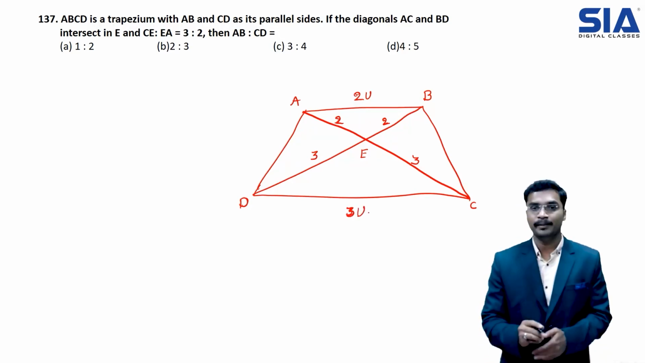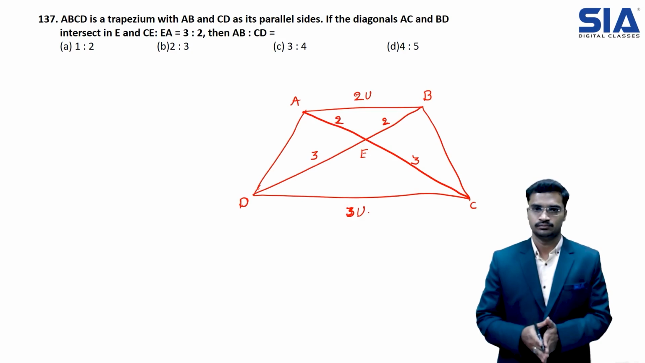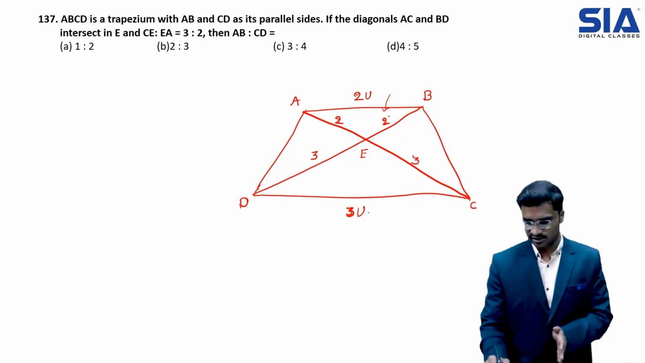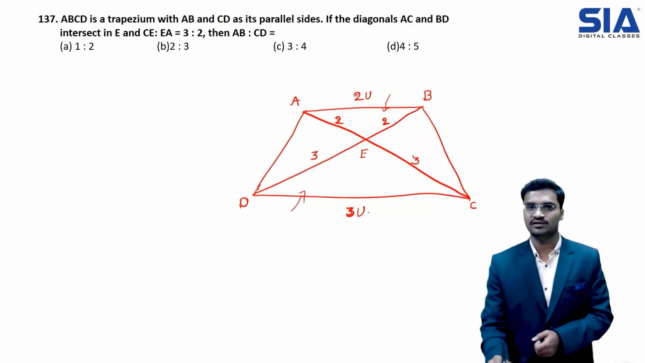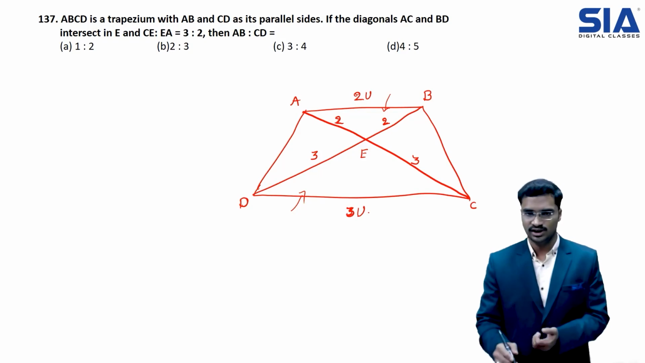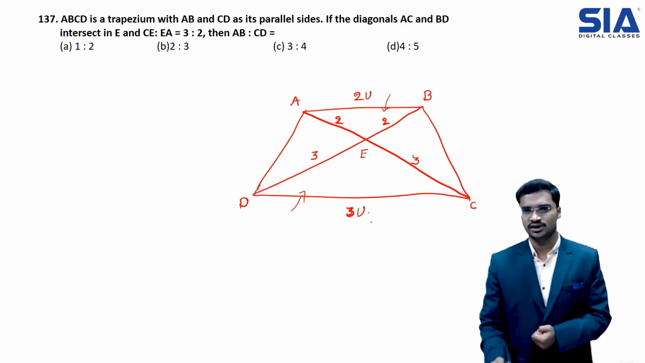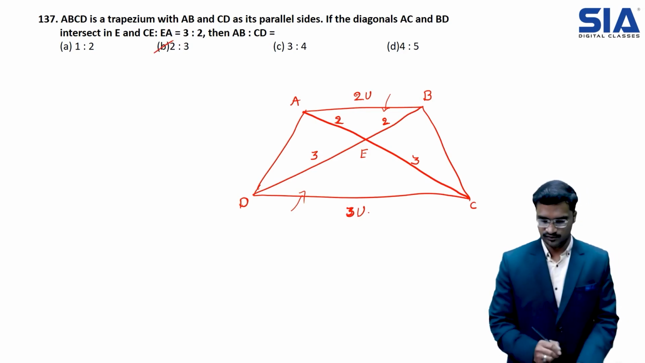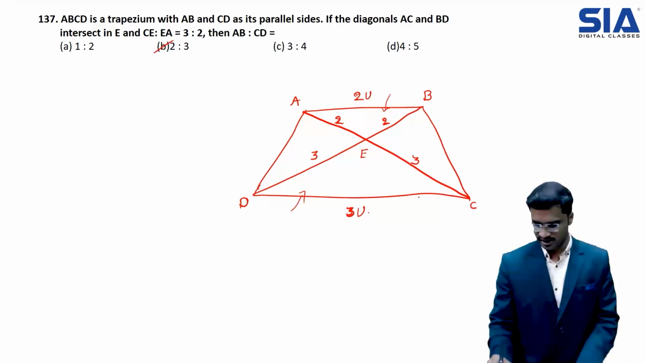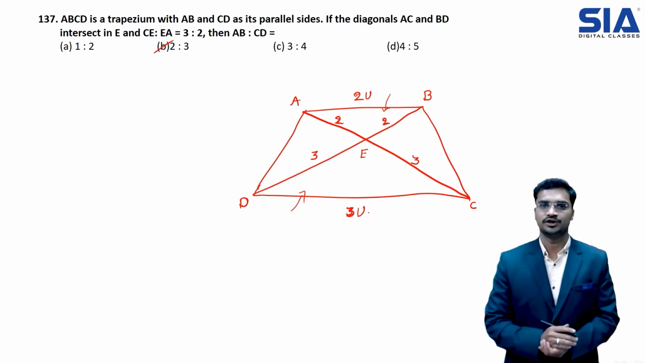So they will be maintaining the same ratio, because here this is a smaller triangle and this is a bigger triangle, and the length of AB will be 2 units. If the length of AB is 2 units, then the length of DC will also be 3 units. So the answer is what? 2:3. So AB ratio CD or DC is 2:3.